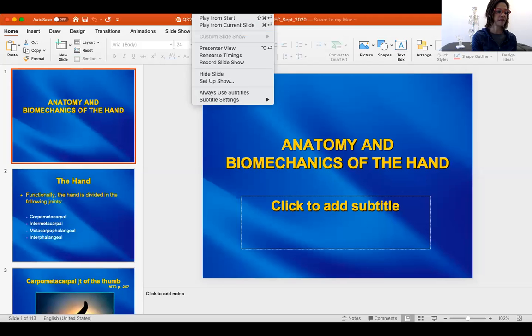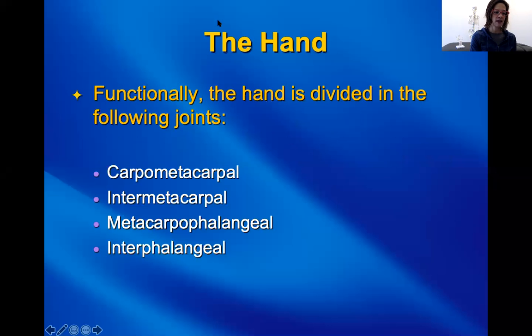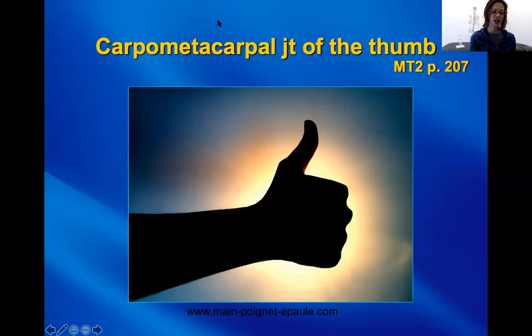Anyway, today we're going to talk about the thumb. So, the anatomy and biomechanics of the hand. The hand, functionally, is divided into the carpometacarpal, the intermetacarpal, the metacarpal phalangeal, and interphalangeal joints. Today we're going to look at the first CMC, or the carpometacarpal joint of the thumb.